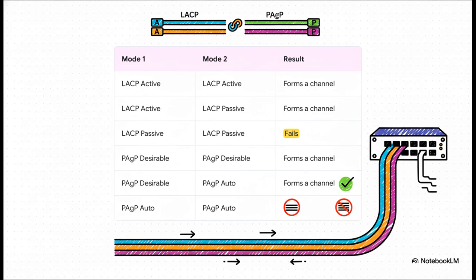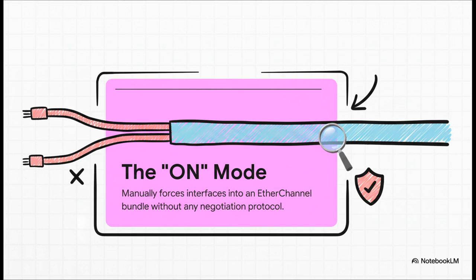And here's the deal with how those modes actually talk to each other. For a connection to happen, at least one side has to be actively trying to form the channel. It has to be the one to start the conversation. So for LACP, active talking to active works, and active talking to passive works. But if you set both sides to passive, well, they'll just sit there, each waiting for the other to do something, and nothing will happen. It's the exact same idea for PAgP with its desirable and auto modes. And then there's that third option, the good old manual on mode. With this one, there's no negotiation at all. You're just telling the switch, hey, these ports, they're an EtherChannel, period.